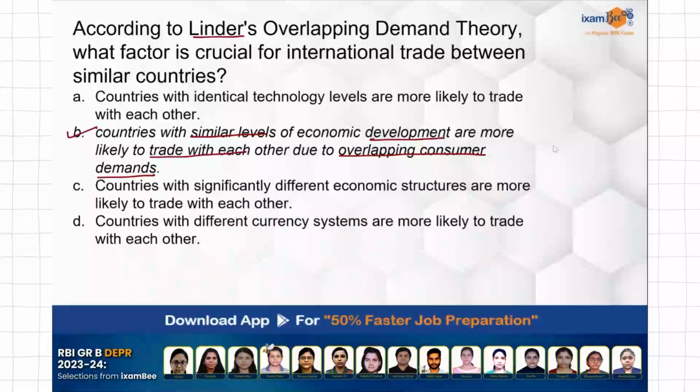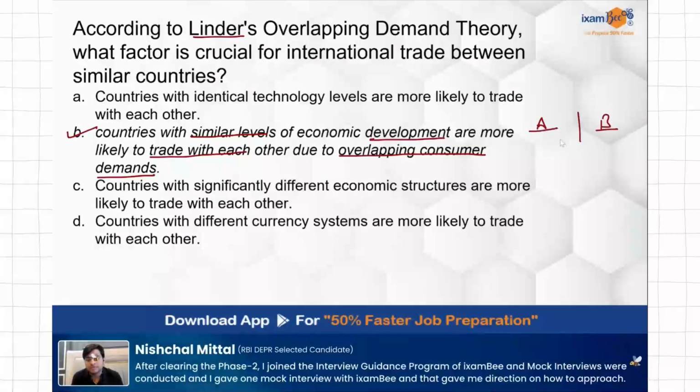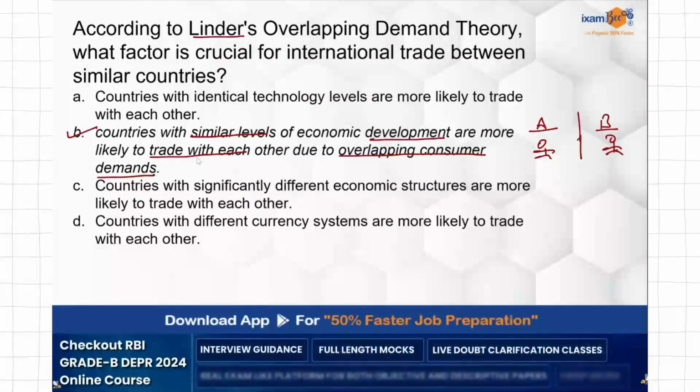So the theory says that if you have similar economic development in country A and in country B, then the consumers living in country A and the consumers living in country B have similar demand, and therefore they can trade with each other, right? So therefore option B is correct here.